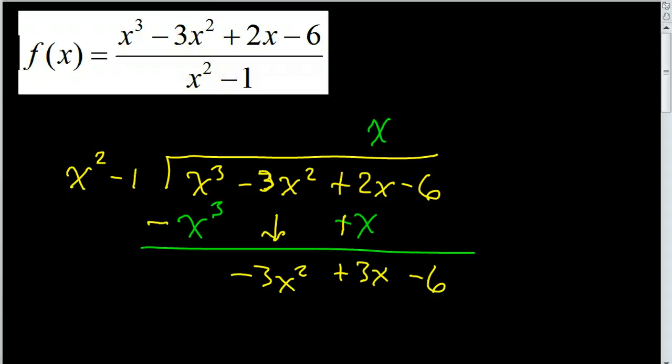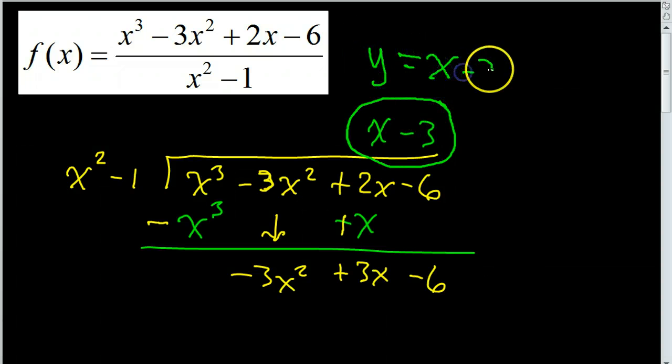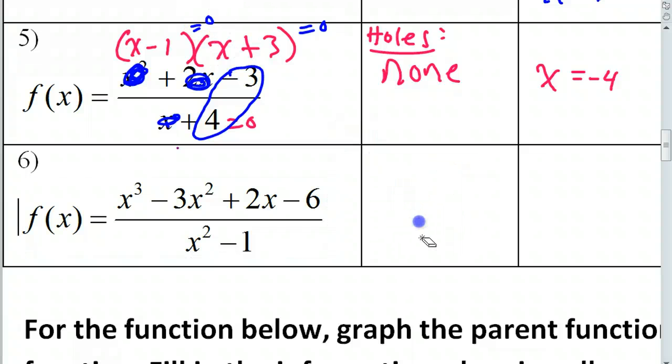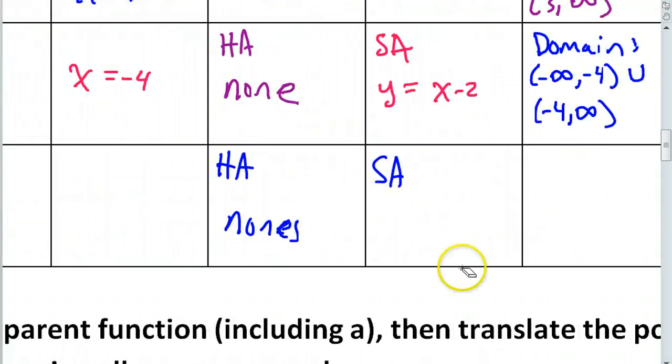And ask yourself, x squared times what will make negative 3x squared. Obviously, what's the answer? Negative 3. All right, and I could continue on with the division, but I don't need to because we already have our slant asymptote right here. So our slant asymptote is going to be y equals x minus 3. That's it. So y equals x minus 3. And don't forget the y equals part. It's very important.